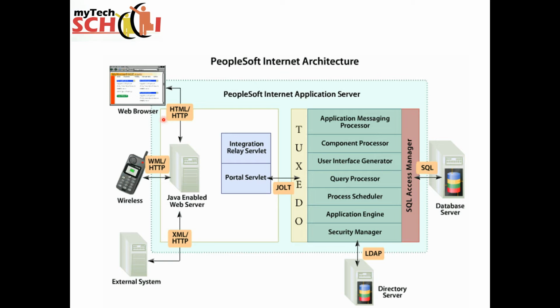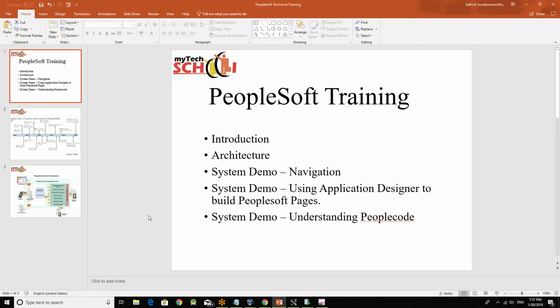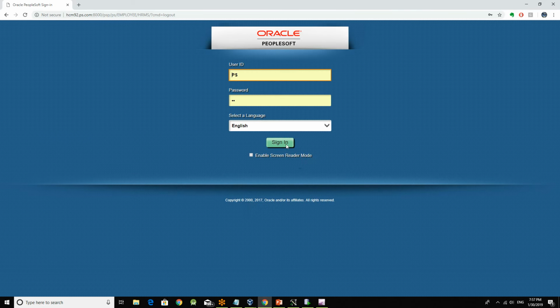Let's say a user is trying to open a web page from a web browser. The request is routed to the application server from the web server, and then it communicates with the database server, gets the data that is stored in the database, and fetches it. All your application business logic gets triggered and then is sent back to the web server, and then the communication goes back to your client. This is the overall idea of this internet architecture. So without wasting much time, let's go to the system demo.